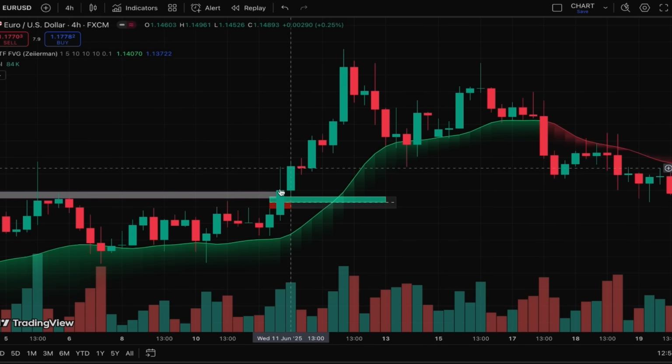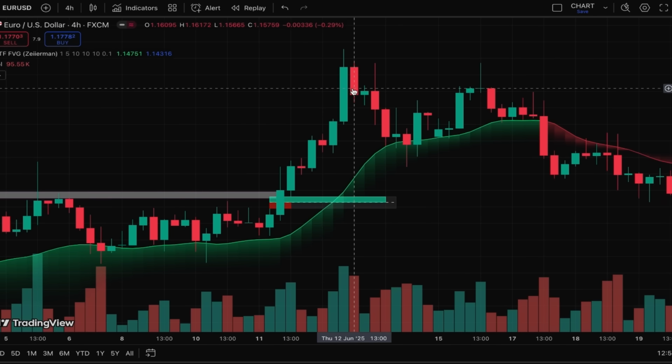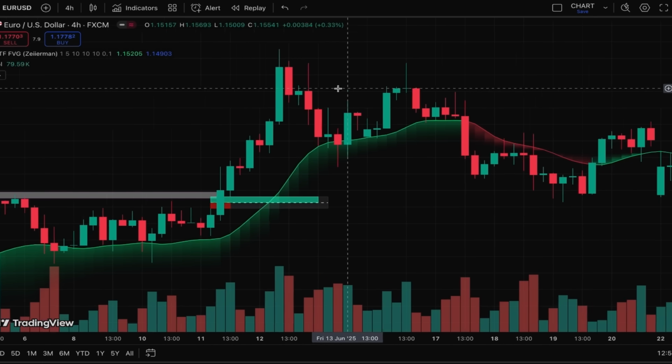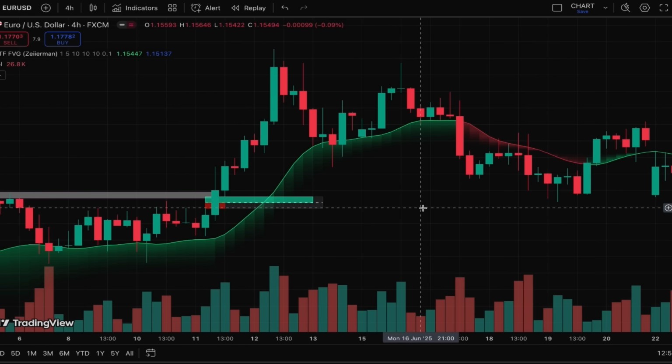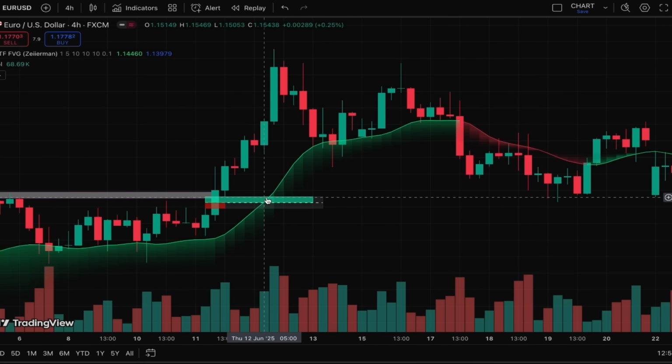Sometimes right after the formation of fair value gap, we have a pullback which can fill the gap and go down or jump back in the direction of the fair value gap. In other cases, it may take longer time for the price to reach the fair value gap. As I mentioned earlier, fair value gap acts as a magnet for the future price action because this is the area of imbalance for supply and demand, and it can act as a support or resistance level. In this case, it will act as a support level.